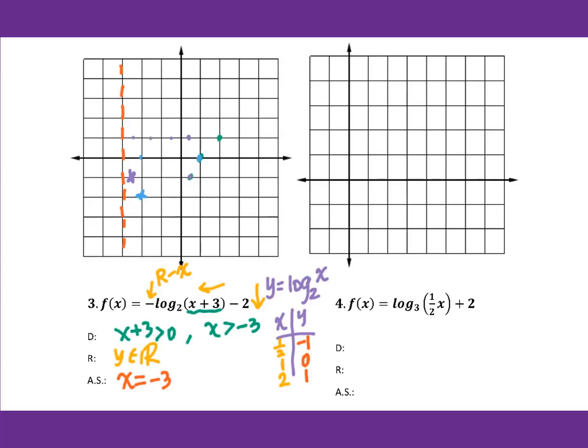Then we go to this point. Reflect across x-axis is here. Left 3, 1, 2, 3. Go down 1, 2. Then we connect these 3 points. Make sure x equals -3 will be the asymptote line. Therefore, the graph will be like this.